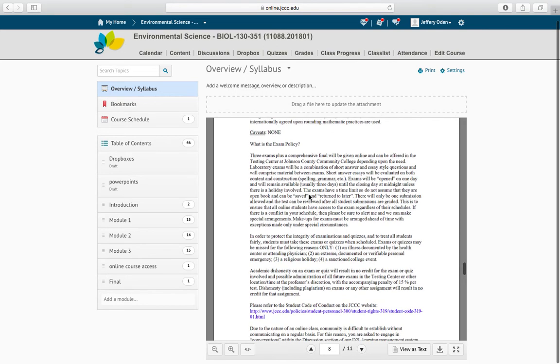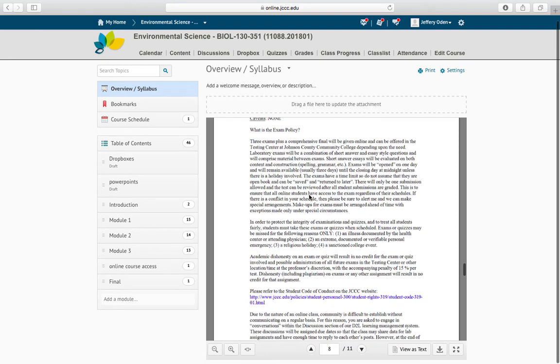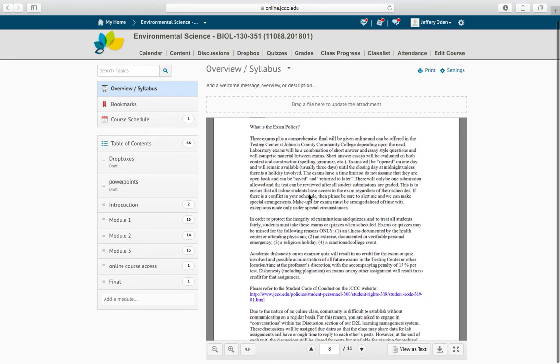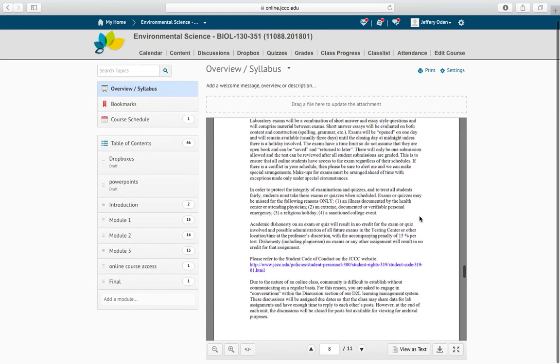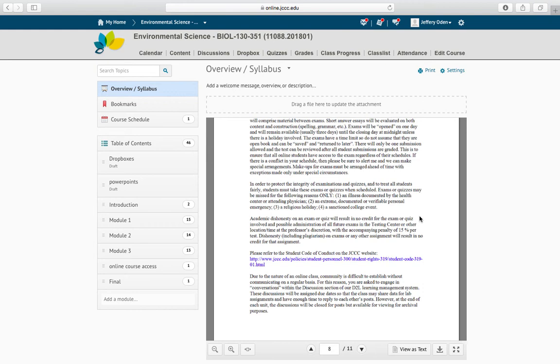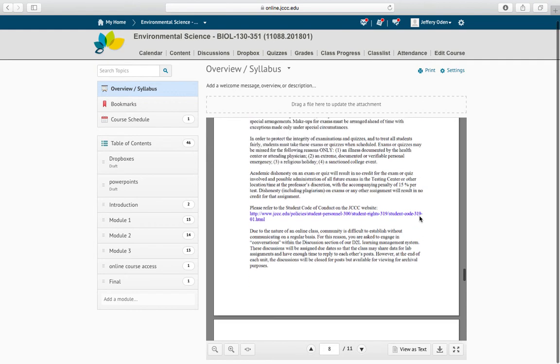Short answer essays will all be evaluated. They will be evaluated for grammar, for spelling, as well as for content. So please make sure you spend the time that is necessary for them. The questions on the exams will all be short answer or essay style questions. So please make sure that you answer them accordingly.